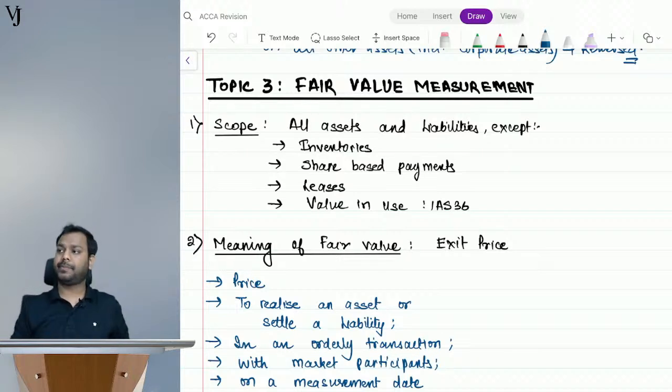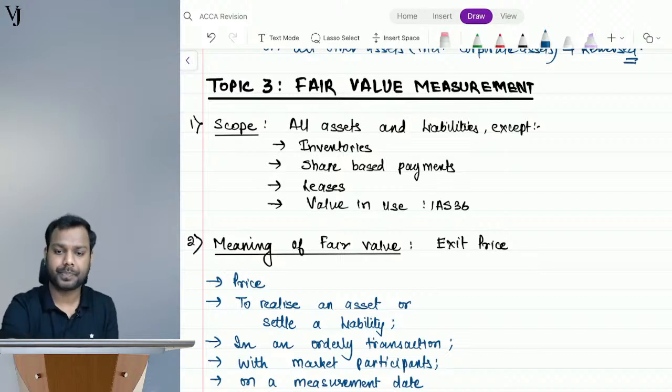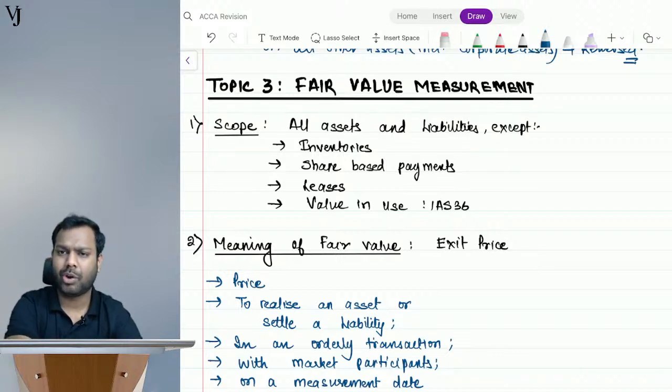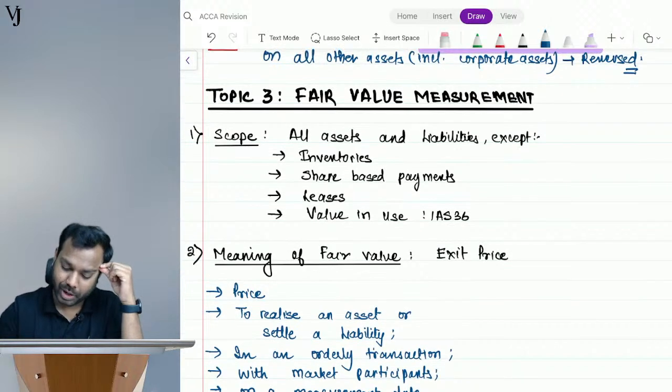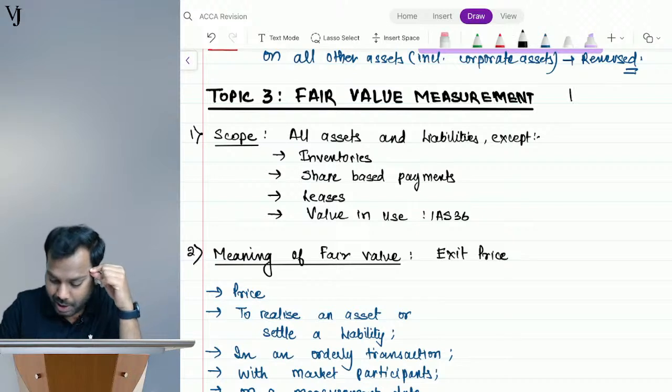Let's resume back, guys. Now the topic which we are starting is a very small topic, very easy topic, but yes, relevant for the exams. Fair value measurement, which is covered as part of IFRS 13.